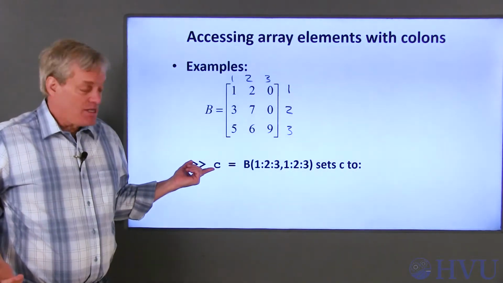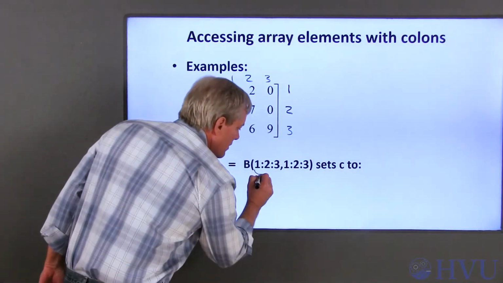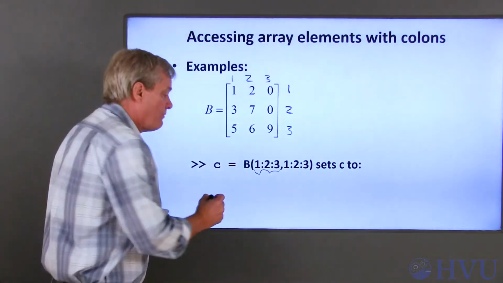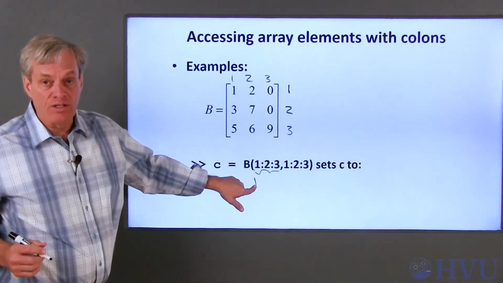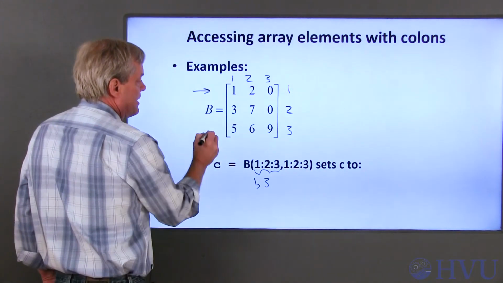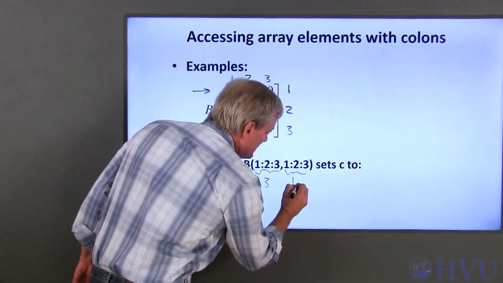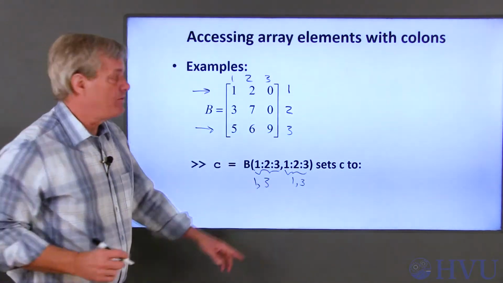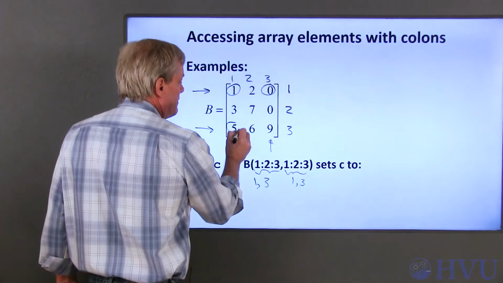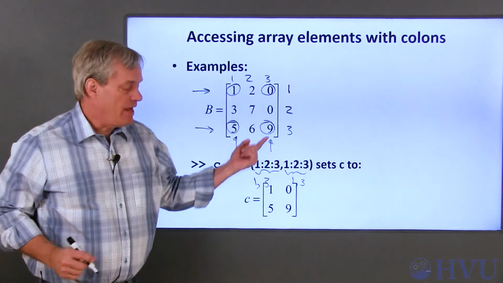Now, if I execute this command, the array C will be equal to the elements of B, and the rows will start out at 1, they'll increment by 2, and end at 3. So the first array index in the row position that we'll get is 1, 1 plus 2 is 3, and we're done. So this gets elements of B in the first and the third rows. The syntax for the columns is the same, so that will also pick up the first and the third columns. That means that I'll get this element, this element, this element, and this element, and the array C becomes 1, 0, 5, 9.